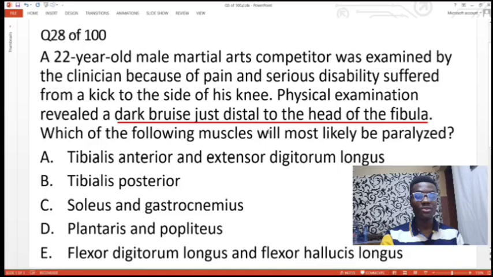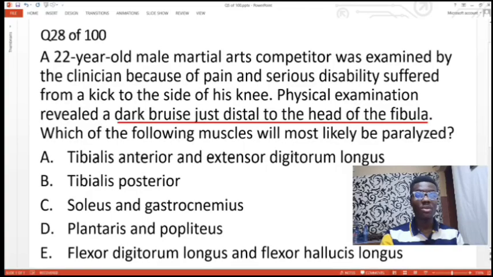The anterior compartment of the leg contains four muscles, and the lateral compartment contains two muscles. The four muscles in the anterior compartment are the tibialis anterior, extensor hallucis longus, extensor digitorum longus, and the peroneus tertius. These muscles are primarily responsible for dorsiflexion of the foot and extension of the toes.